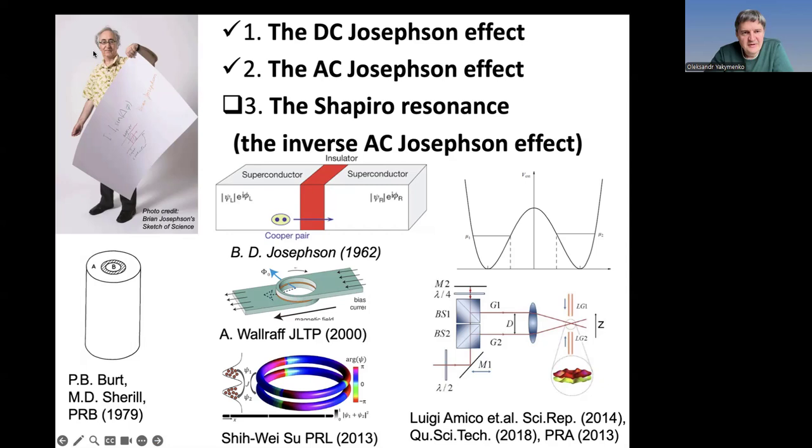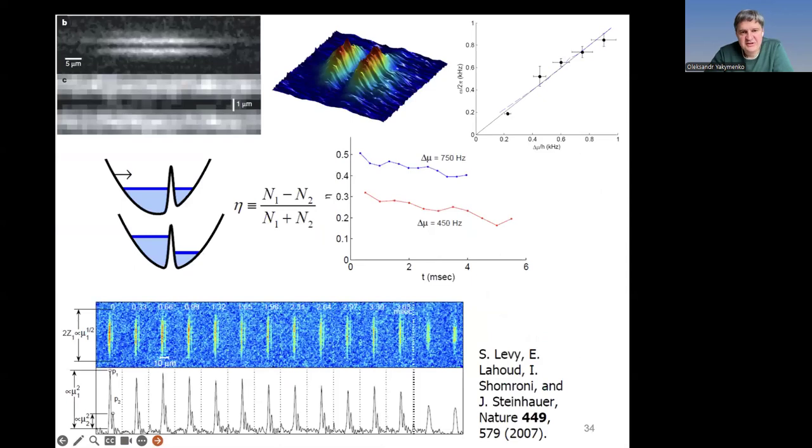In atomic BEC, similar effects can be observed. This is experimental work by Lewis Carstens. They created some bias of the potential like this, and then they restore the symmetry, but in the beginning you had some different population. Due to this population imbalance, you have a chemical potential difference, which is the analog of the external voltage.